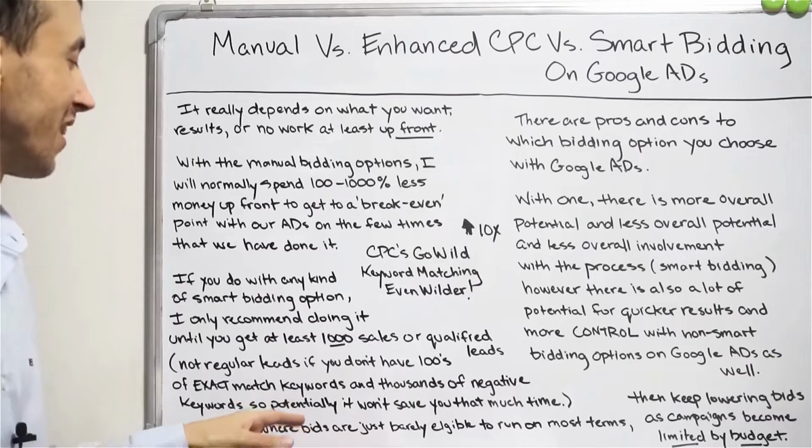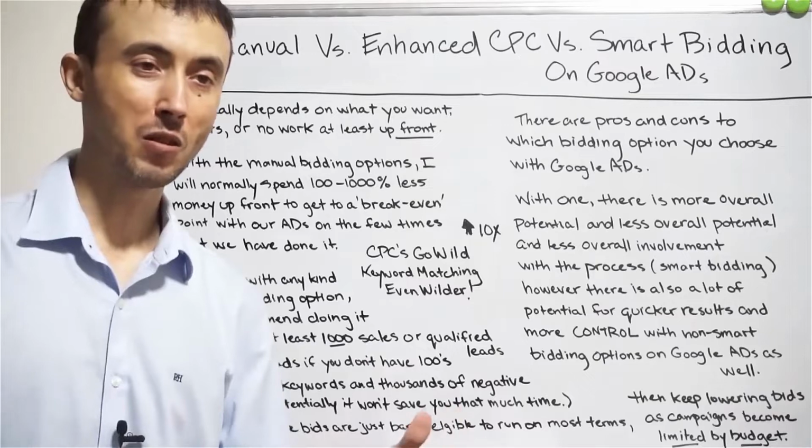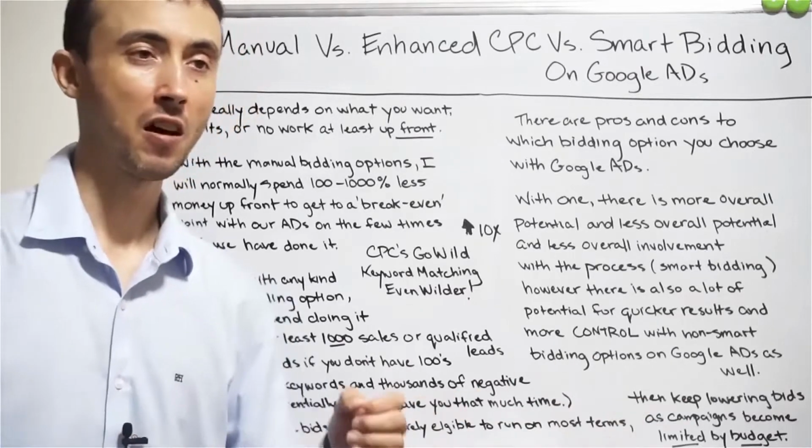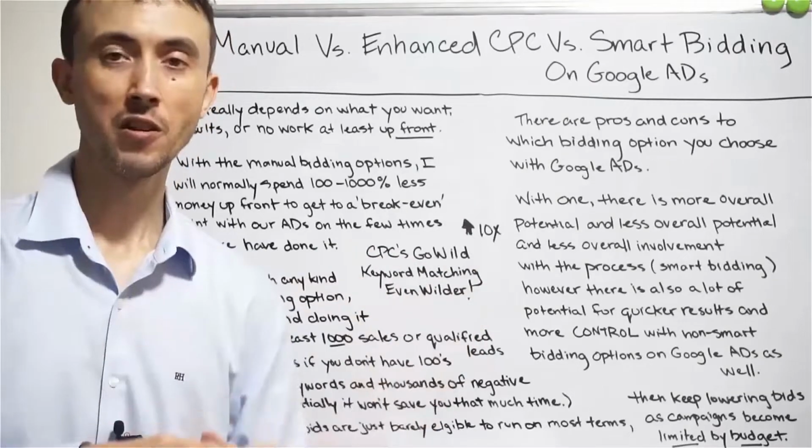So potentially it won't even save you that much time. Whereas a lot of people think of smart bidding like, I could just put in there I need $35 cost per lead, and they're done.